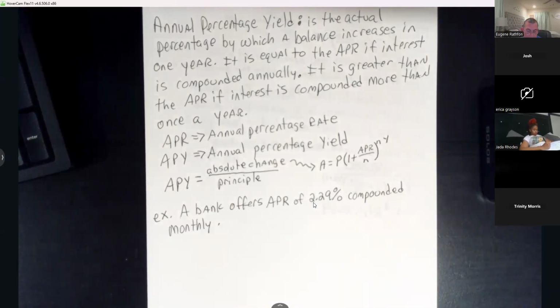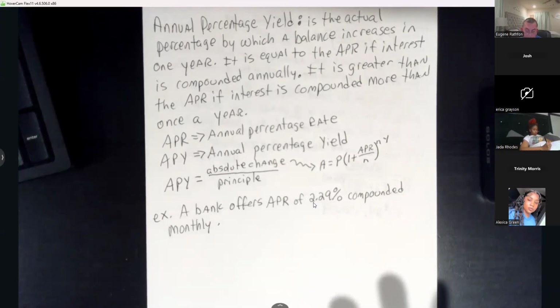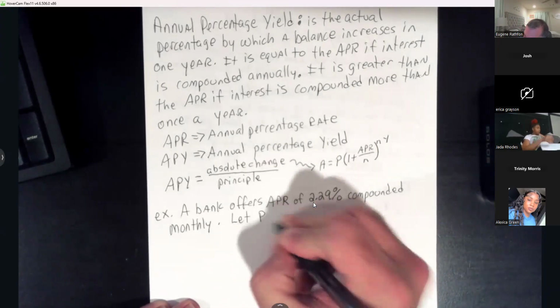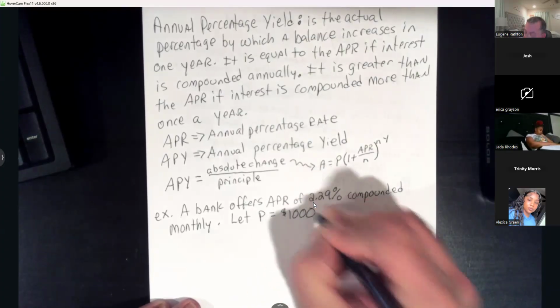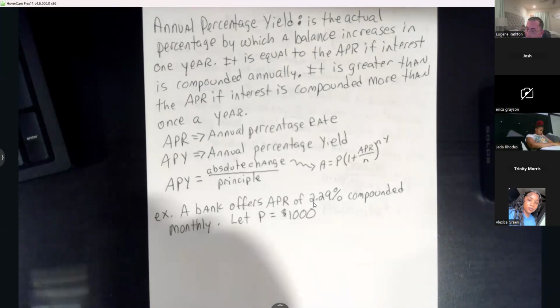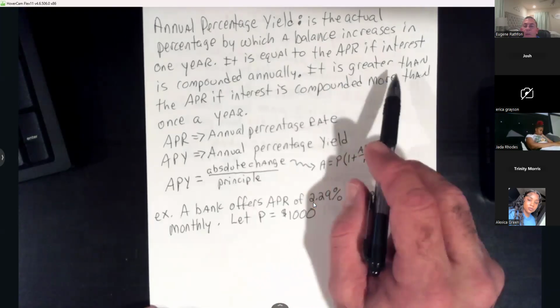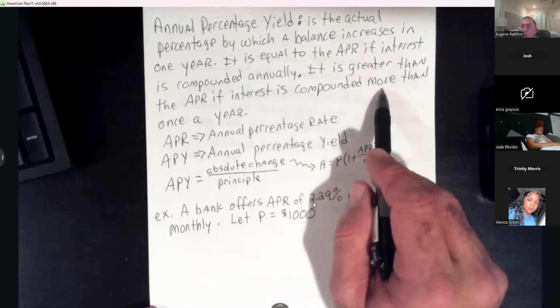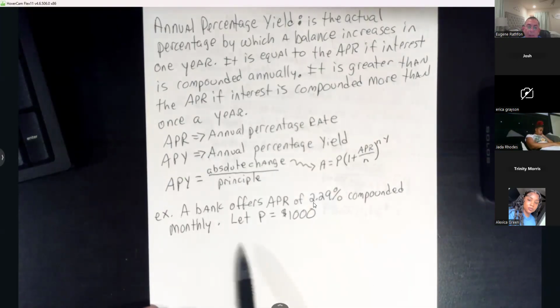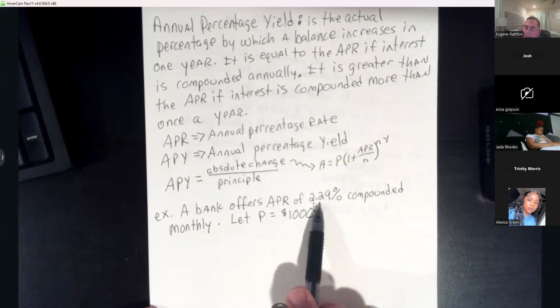Now, what's nice on this, since it's a percent you're getting, it does not matter what you start with for your principal. So usually on this one, I'm just going to let my principal equal $1,000. By using 1,000, I can see what the bank will yield per year. Now notice up here we said it's greater if the interest is compounded more than once a year. Well, monthly is going to be 12 times a year. So I'm expecting my annual percentage yield to be a little higher than 2.29, okay?